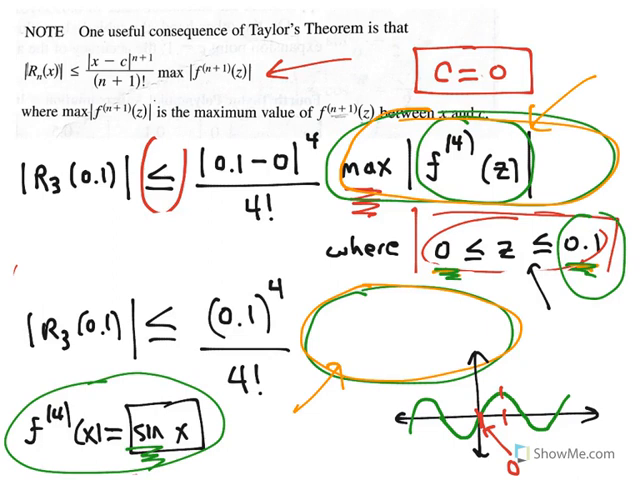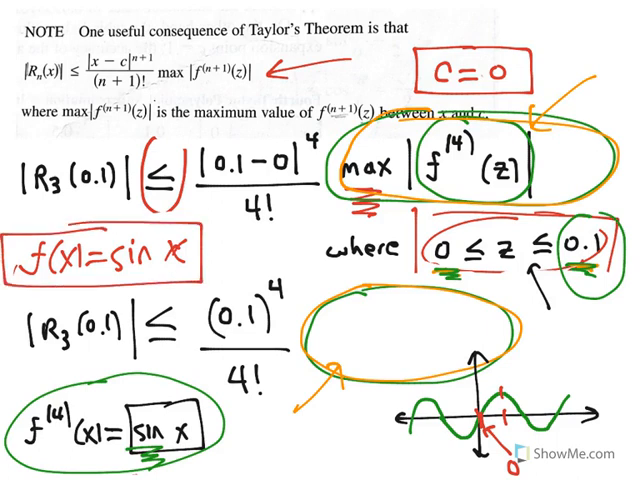But there's only one issue with that. We're trying to approximate our original function f of x equals sine x at 0.1. So that's what we're trying to approximate to begin with. Although by theory the maximum value of the fourth derivative evaluated at z, where z is between 0 and 0.1, will occur at 0.1, we can't really use that because we're assuming that we don't have a calculator and we're trying to approximate sine of 0.1 to begin with.